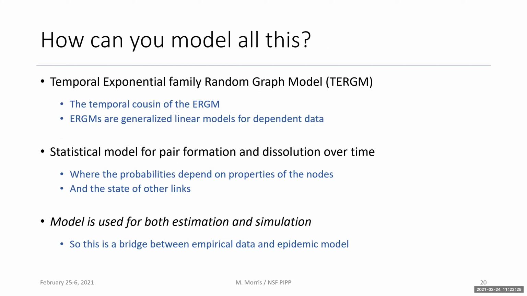The framework that we developed is called the temporal exponential family random graph model. It's a temporal cousin of the ERGM, which we also developed over the last 20 years. ERGMs are generalized linear models for dependent data. It's a statistical model basically for pair formation and dissolution over time, where the probabilities of formation and dissolution depend on the properties of nodes and the state of other links. So these are the dyadic dependent terms. What's unique about this framework is that the model is used both for statistical estimation from data and also then simulation. It's the heart of the epidemic model, the mechanistic model as well. So it's a bridge between the empirical data and the epidemic model.